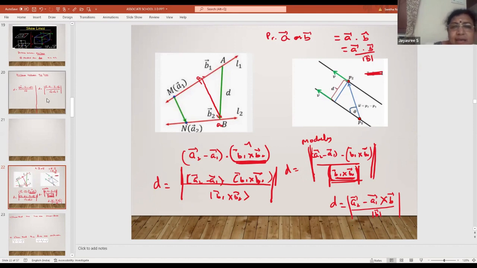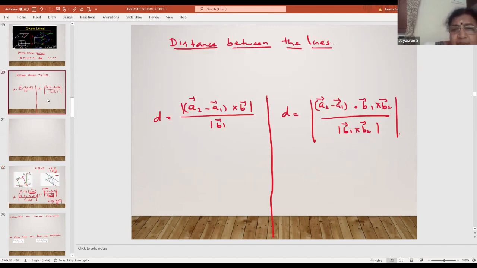While we are writing, write the formula simultaneously and speak. This is the magnitude. Here the symbol is magnitude and here the symbol is modulus. While saying the formula: magnitude of (A2 minus A1) cross B vector by magnitude B vector, and here it is (A2 minus A1) cross B1 by magnitude B1. This is important here.